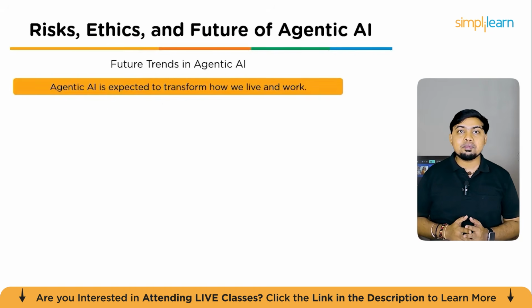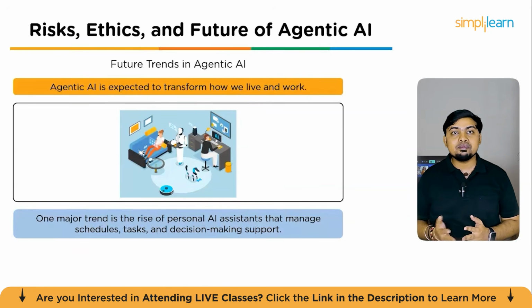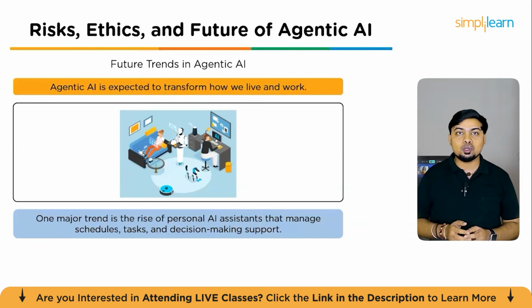Looking ahead, agentic AI is expected to transform how we live and work. One major trend is the rise of personal AI assistants that manage schedules, tasks, and decision-making support. Another trend is workplace automation, where AI agents handle repetitive business operations, allowing humans to focus on higher-value work. We are likely to see autonomous research systems accelerating scientific discovery by analyzing data and generating hypotheses. And perhaps most importantly, AI collaboration systems will emerge where humans and agents work together as integrated teams. We're also moving from AI as a tool towards AI as a digital workforce.